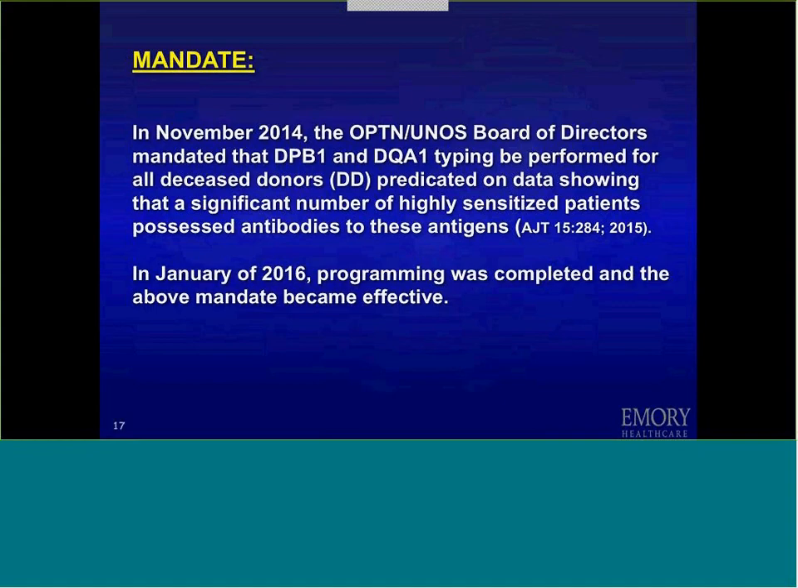And the rest of the community began to feel the same way, and as Bob alluded to, there was a change in UNOS policy. On this slide we see that in November 2014, the UNOS Board of Directors mandated that DP beta and DQ alpha typing be performed for every deceased donor. And in January of 2016, a year and 2 months later, programming was finally completed where the above mandate became effective and it was feasible to start looking at these antigens as voids.